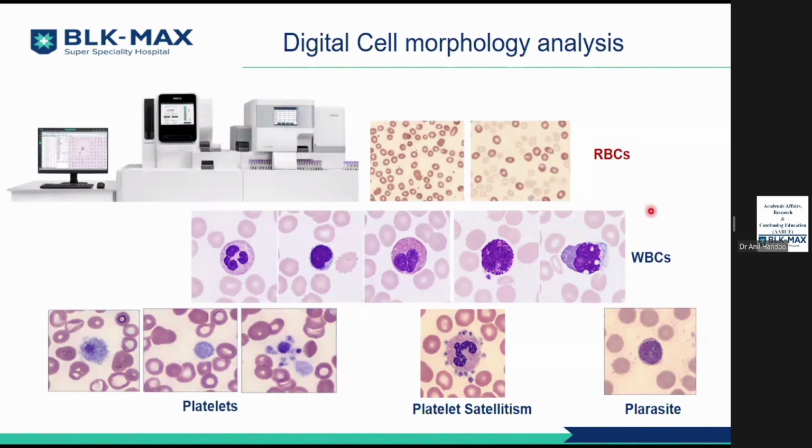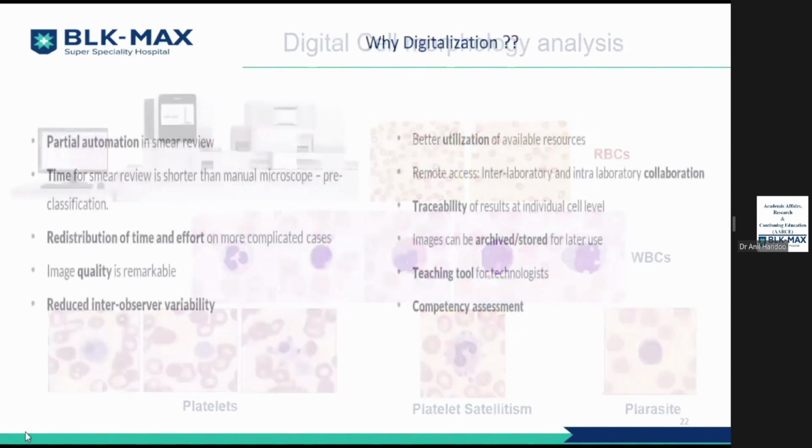So are we able to really look at all the digital images with respect to RBCs, WBCs, platelets, parasites, etc.? The answer is yes, the digital morphology analyzer is able to do that and give you very good information. Mind you, if you look at the pictures at the top, you are also able to pick up certain specific cell types. For example, if you're looking at the normochromic cells in this case, you're able to quantify them pretty significantly.